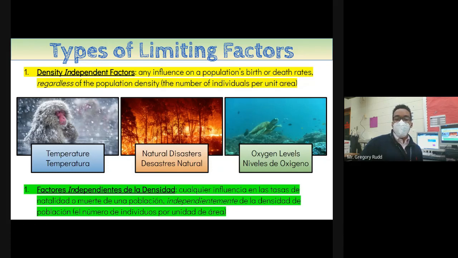And we can even think about oxygen levels underwater. If oxygen levels drop, the environment won't support life. It doesn't matter how much life is there in the beginning, it just won't support life.